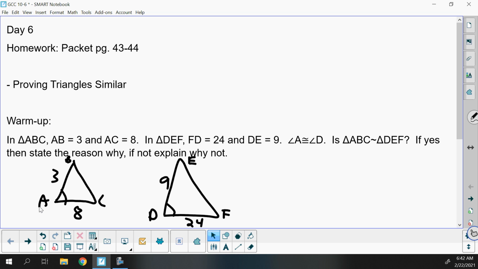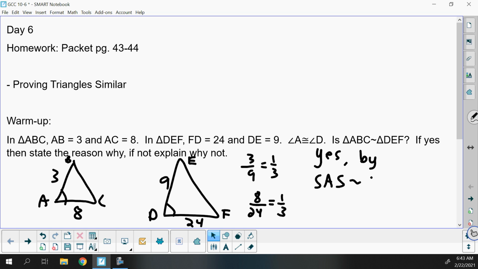So really the only option for us to try is side angle side similarity theorem, because we got an angle between two sets of sides. So let's look at our ratios. The 3 matches with the 9, which reduces to 1/3. The 8 matches with the 24, which also reduces to 1/3. So we got two sets of sides that are proportional. We got a set of congruent angles in between. So yes, by side angle side similarity theorem.